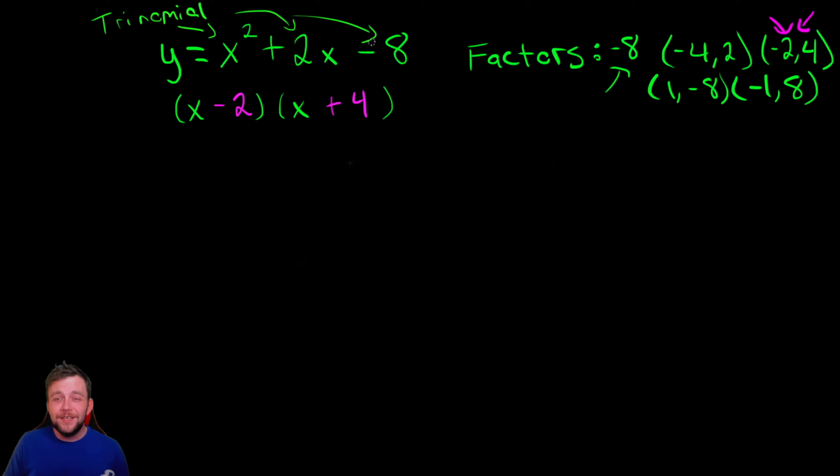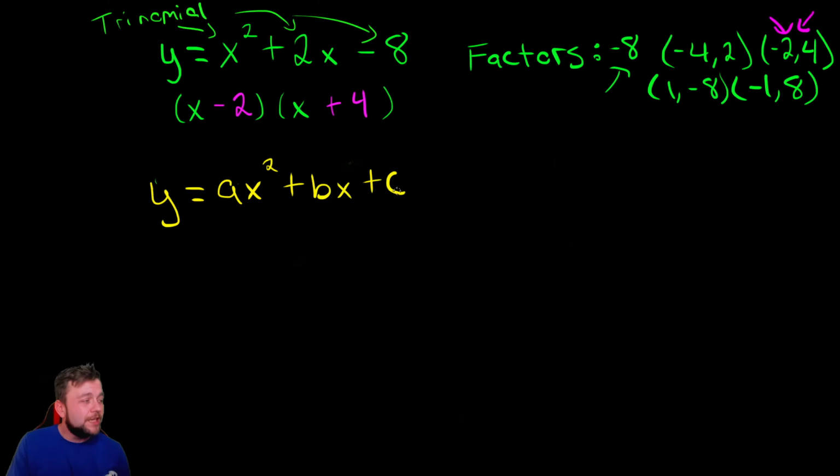So what we've done is we've factored a trinomial. We've factored it down into a binomial. This is also your quadratic. This is a quadratic equation. And if you remember, a quadratic equation is anything in the form of y equals ax squared plus bx plus c, where a does not equal 0, right? So that is a quadratic equation.